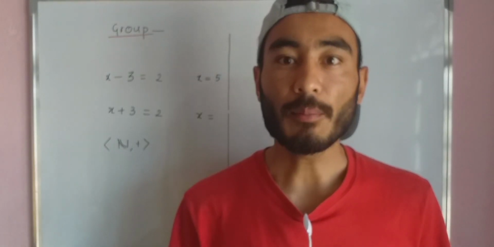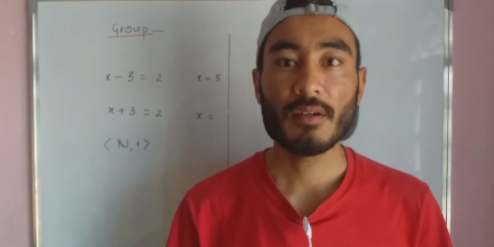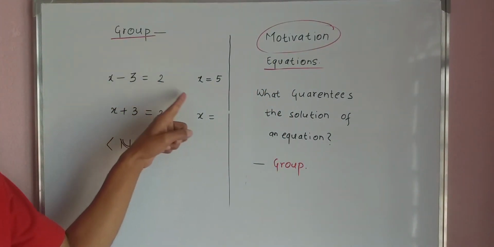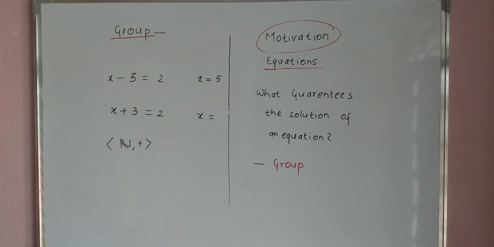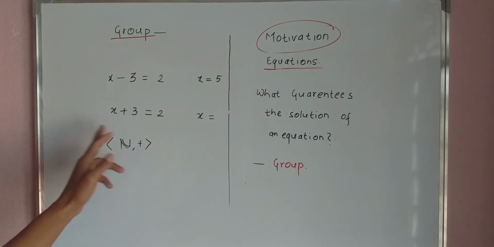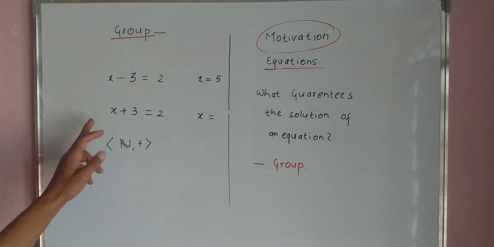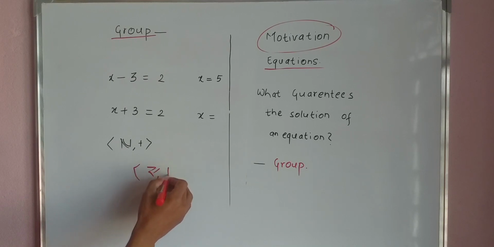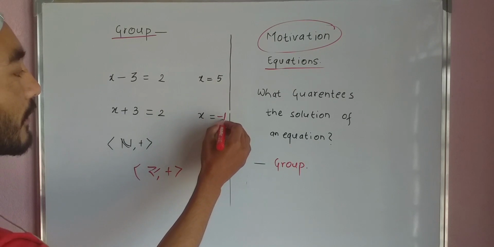Next we study the motivation behind the groups. What led to the study of groups? For that we consider two equations. x minus 3 equals 2 and x plus 3 equals 2. The first equation has a solution in (N, +), x equals 5. But the second equation has no solution in (N, +). But the second equation has a solution in (Z, +), and the solution is x equals minus 1.